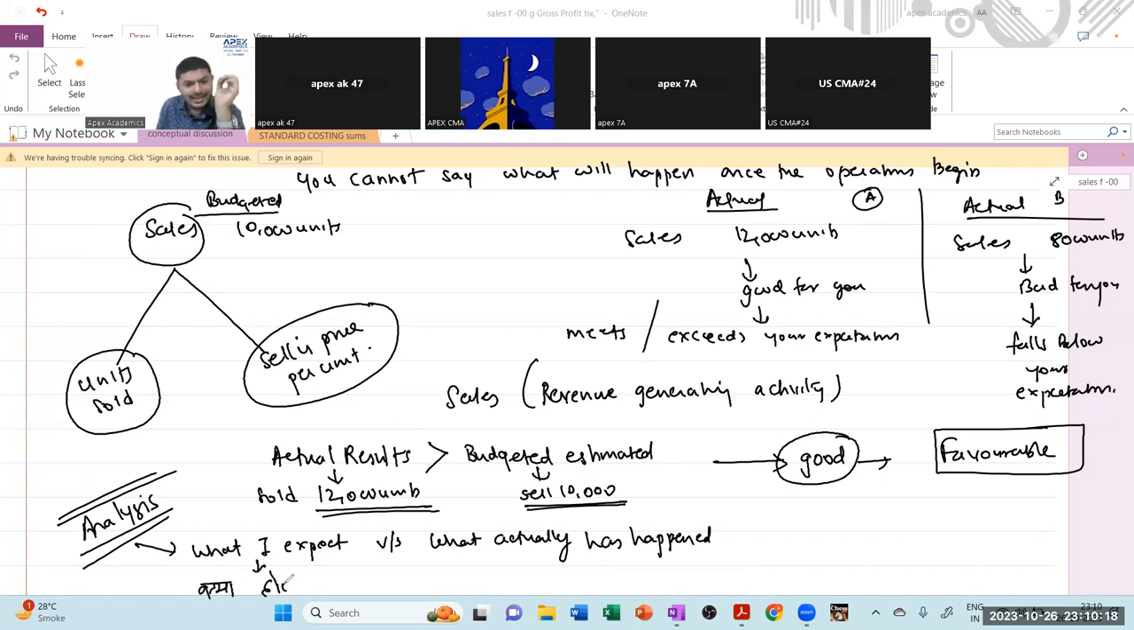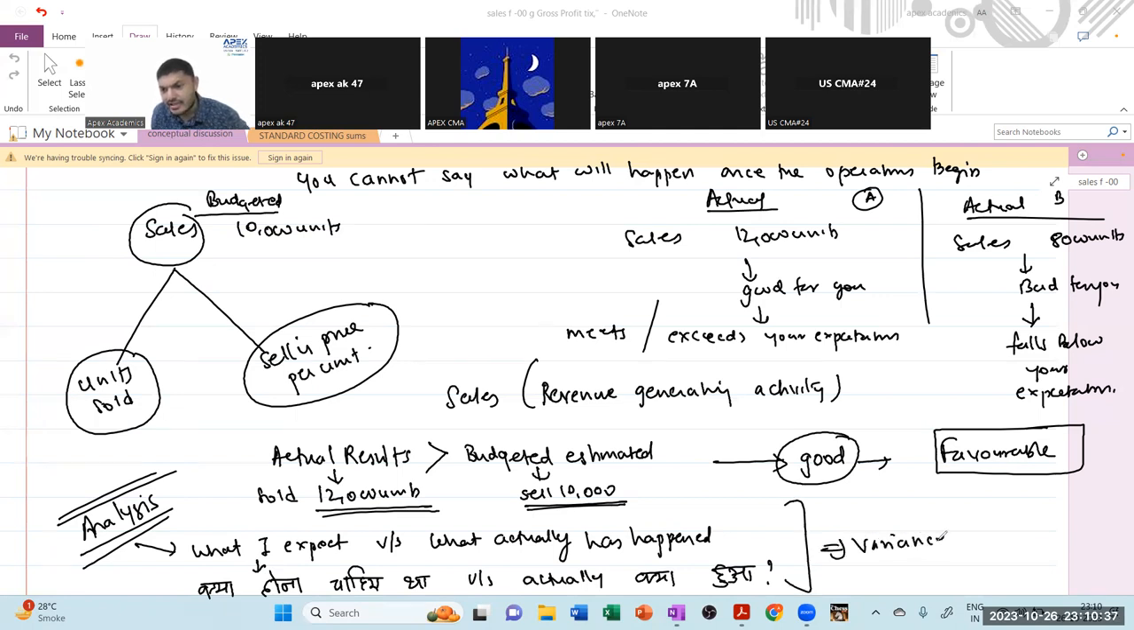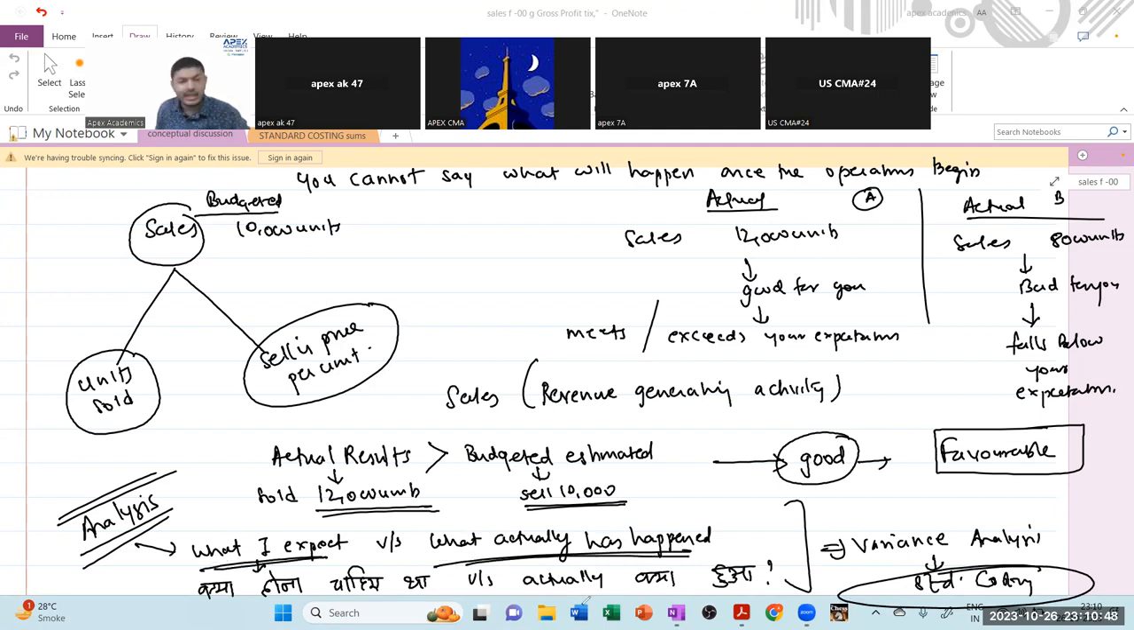In simple words, क्या होना चाहिए था versus actually क्या हुआ. This is called analysis, and this analysis is called variance analysis. And this variance analysis is the chapter of standard costing. A mere comparison of what I expected and what has actually happened.